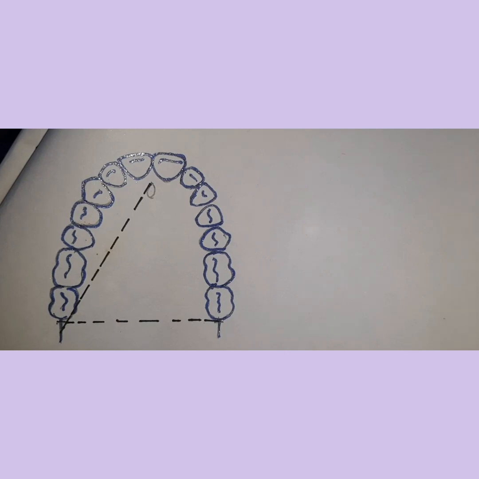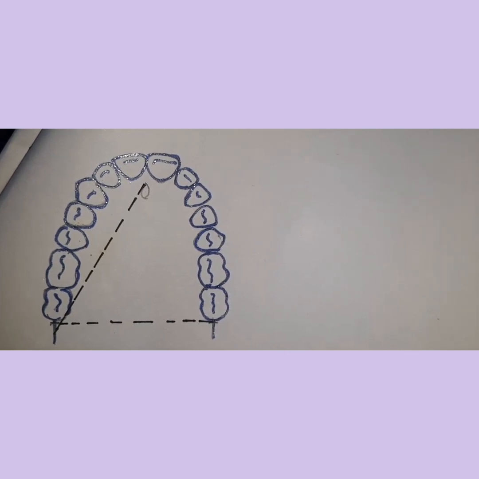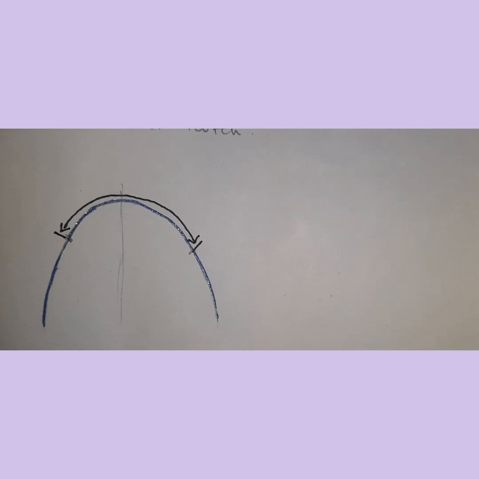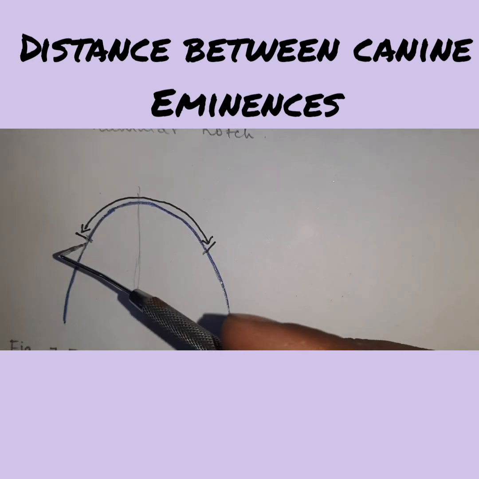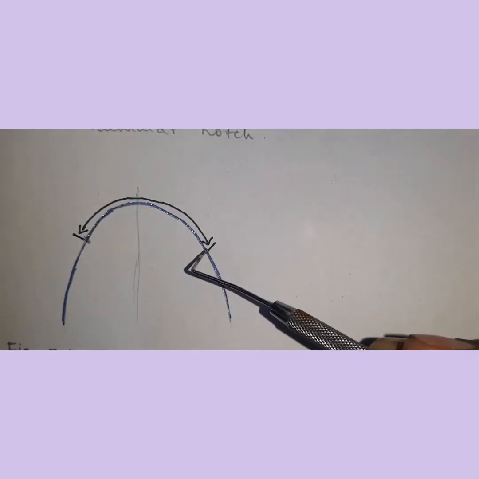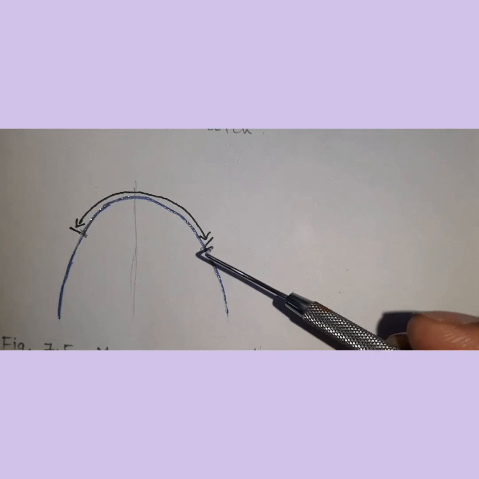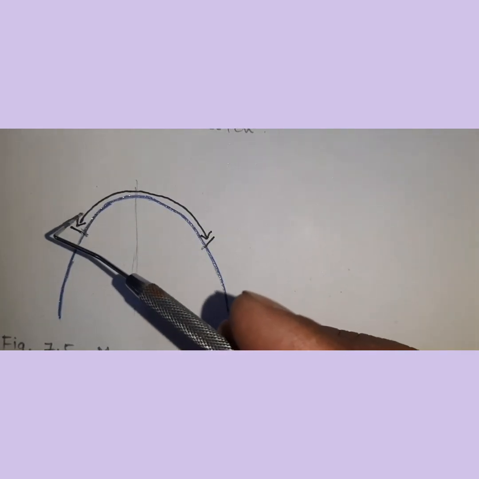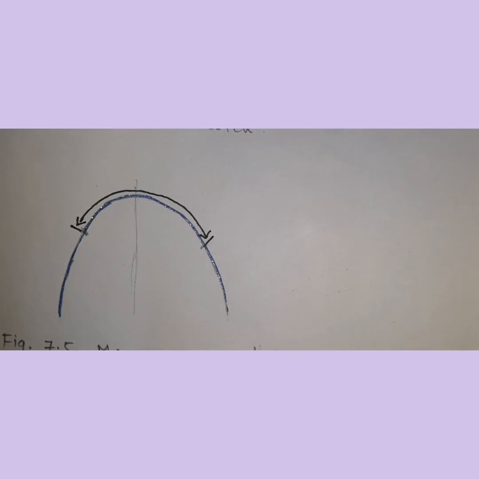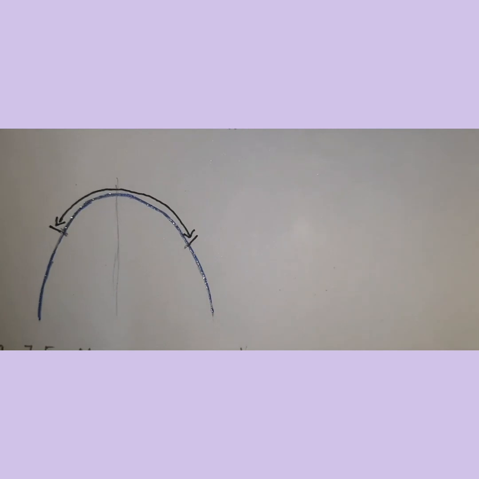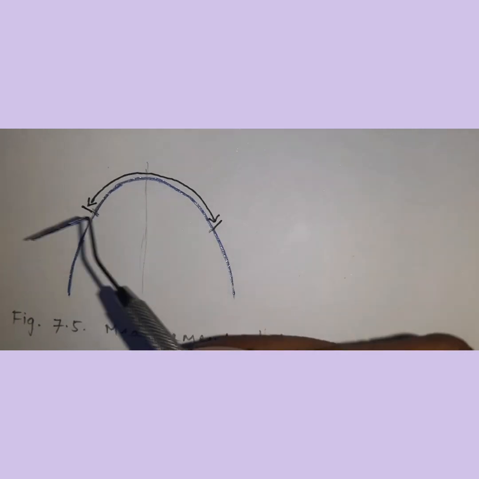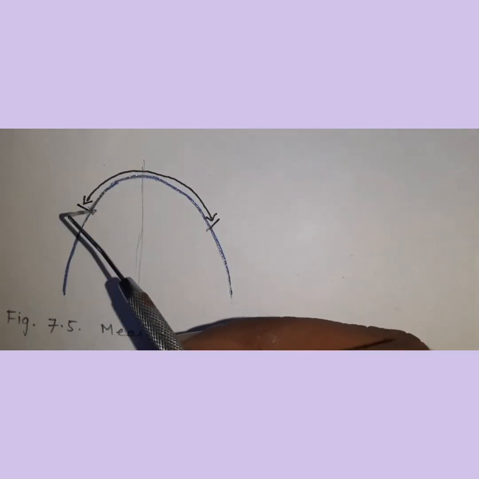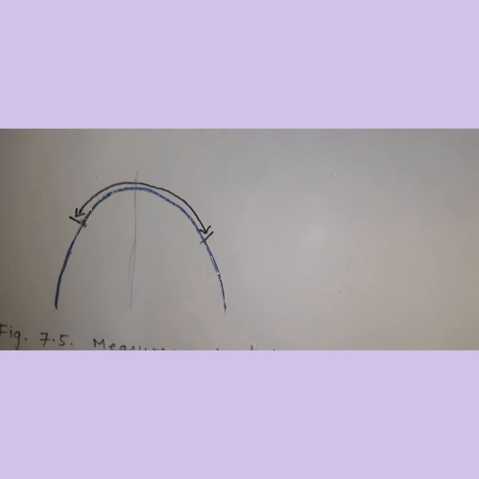Next method is to measure the distance between canine eminences. The distance between the distal of one canine is measured with the help of a flexible ruler to the other side. When you measure from this side to the other side, you will get the combined mesiodistal width of all the maxillary anterior teeth. And the measurement will always be done labial to the anterior border of the incisive papilla. You have to always place the ruler like this, not on the ridge or inside it. That will be a wrong measurement.